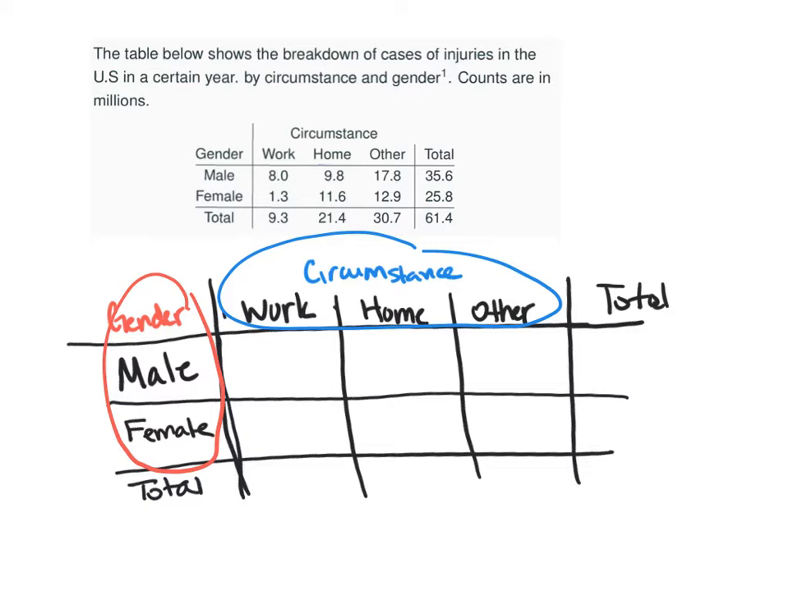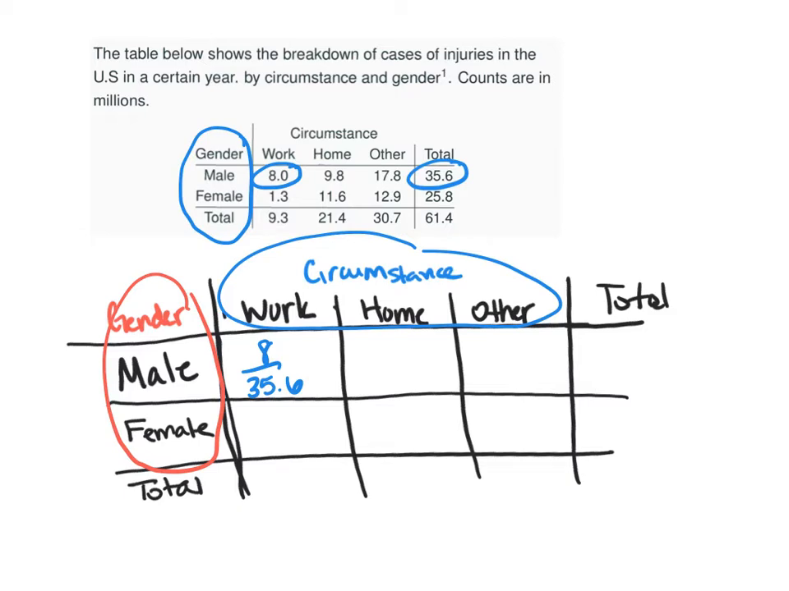And so when we do this, to find a conditional, all you have to do is condition your particular table on one of your categorical variables. So let's condition on gender. So if you are a male, I want to find the percentage of males that get the injury from work. And so how many males are there in the sample? Or what percentage of people are male in the sample? 35.6 million males were in the sample. So we're going to do 8 divided by 35.6.